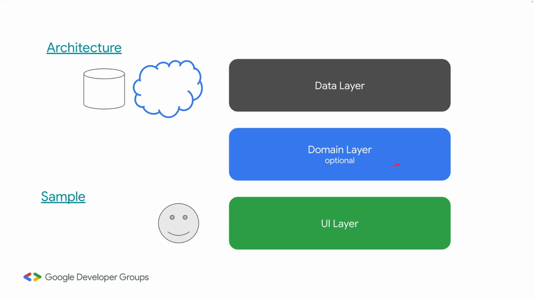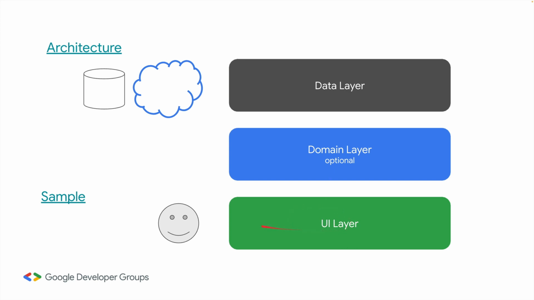There's a domain layer that's optional, and this is just if you find that you have business logic or logic in your app that you want to reuse, or you have some areas of your app that's, say, pure Kotlin, but it's complicated, then you can split it out so that it doesn't get muddled with the data layer and it doesn't get muddled with the UI layer.